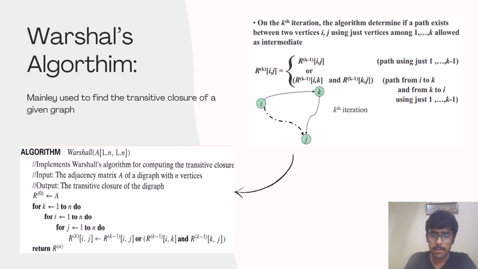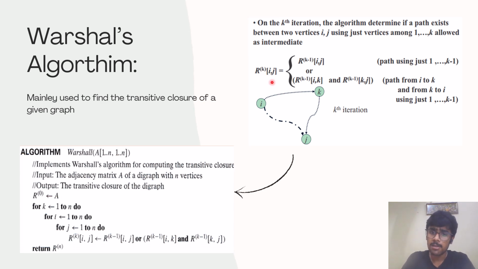Now let's start with the second application of dynamic programming, that is Warshall's algorithm. The main motive of Warshall's algorithm is to check whether a path exists between two given nodes. Suppose I take two nodes i and j, it checks whether a path is present between them, whether it may be a direct path or an indirect path using another node. In the figure shown here, it may contain a direct path from i comma j, or an indirect path from i to j with the help of k.